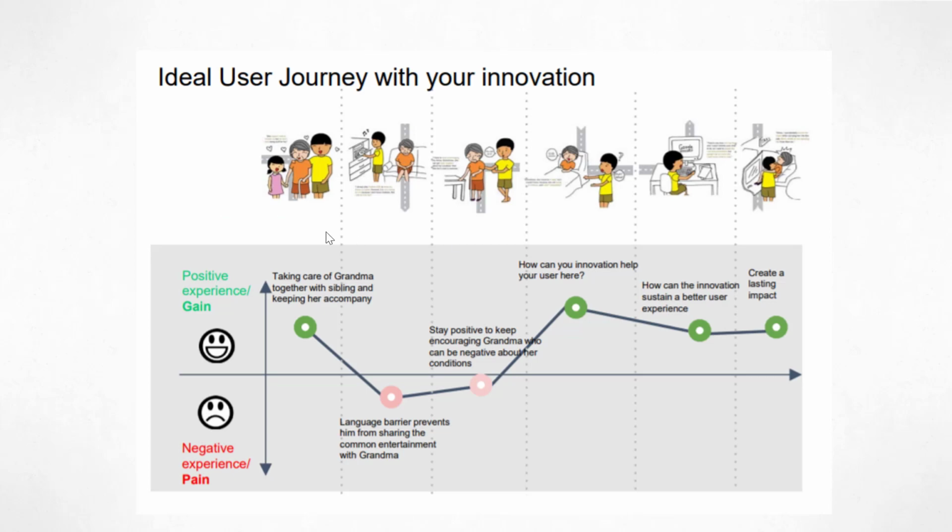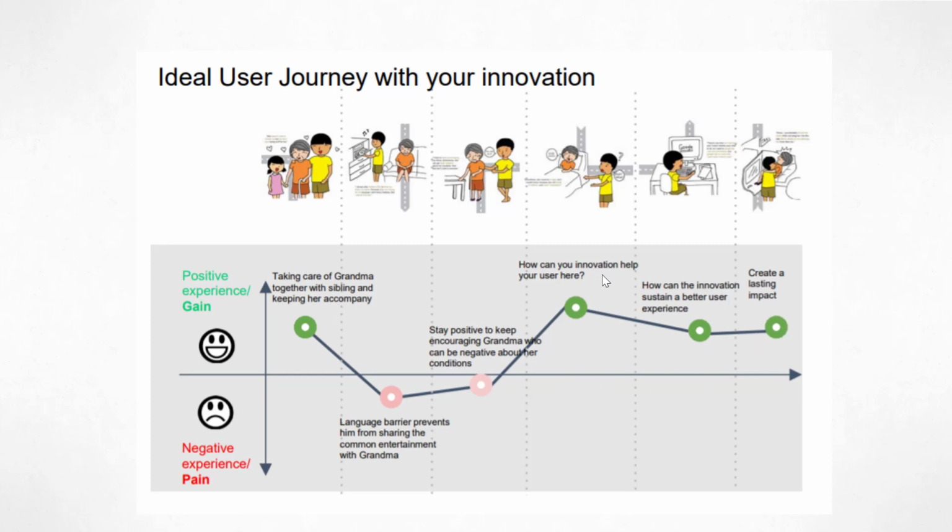Eventually, if we go back to the journey map of Sensible Sam, what we hope to do is, if you remember, the last 3 points were negative in nature. How can we innovate to make things better for Sam? How can we sustain that experience, and how can we create a lasting impact?